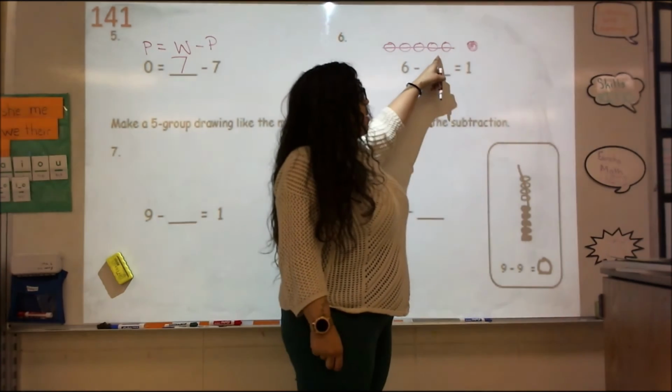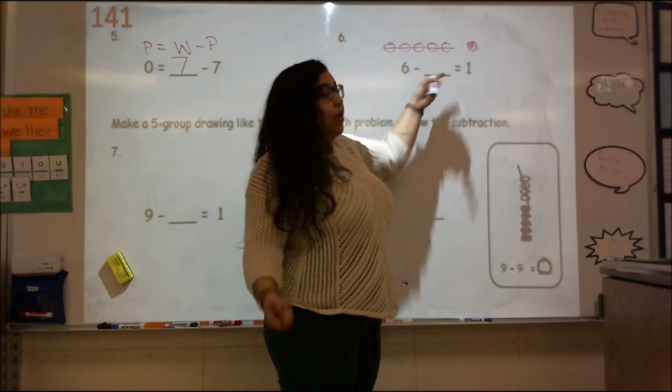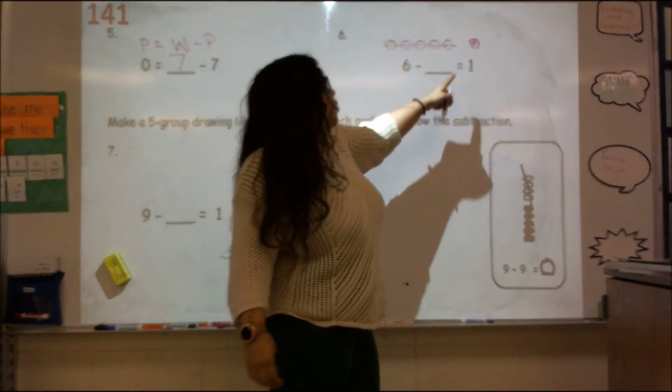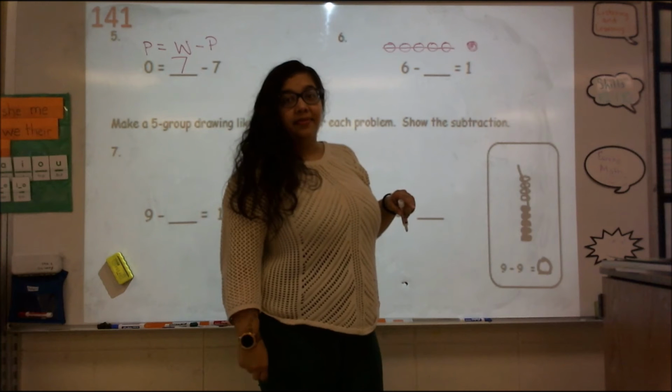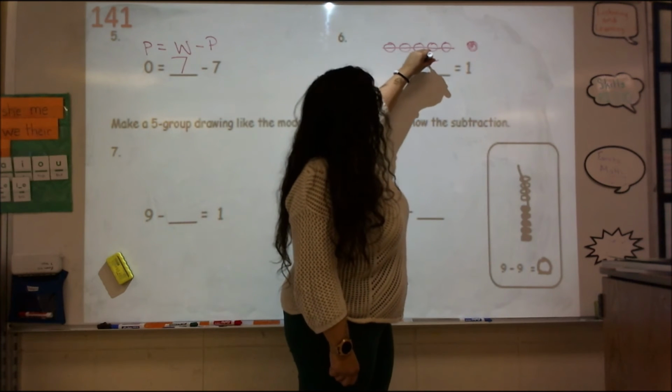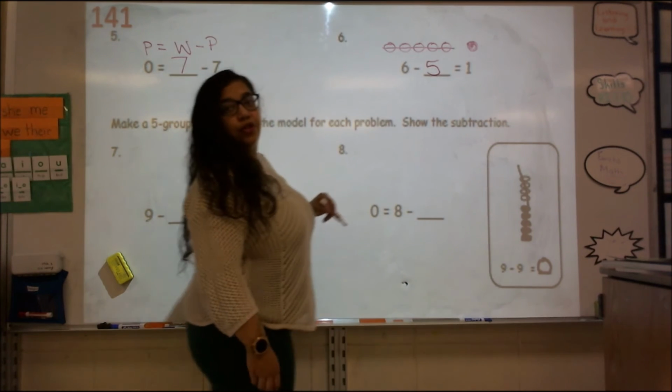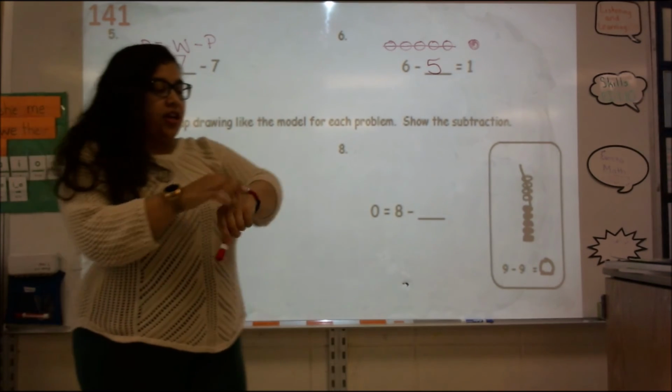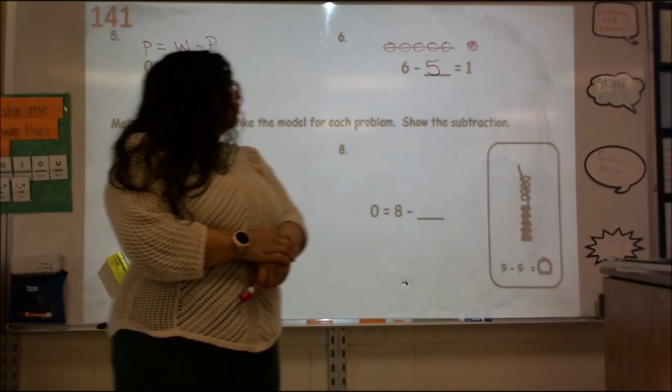Oh, look. Now my picture matches my number sentence. I took away, and I'm left with 1. How many did I take away? 5. Yes. 6 minus 5 is equal to 1. If you don't believe me, check it out with your bracelet or your counters.